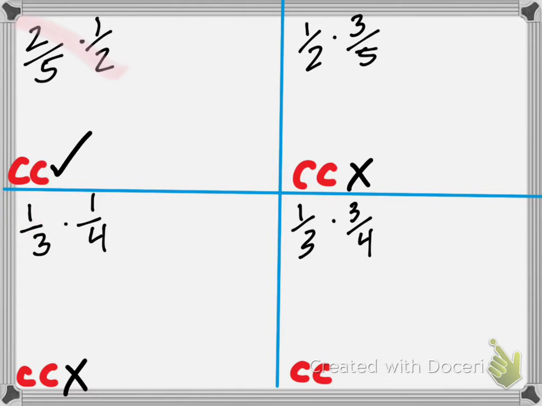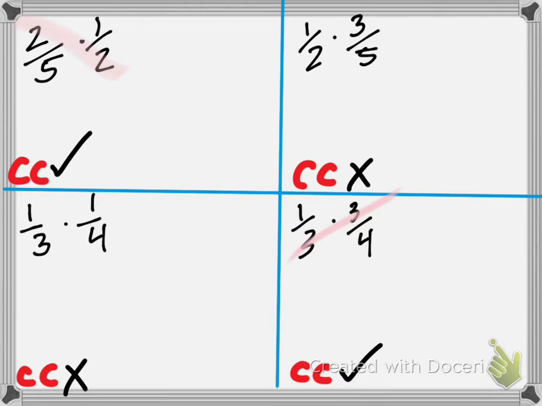What about this last one? 1/3 and 3/4. Can I cross cancel those? Yes, I can. Anna Jolene, what can I cross cancel in this one? The 3 and the 3. Can I only cross cancel if they're the same number, like the 2 and 2, 3 and 3? Lior?